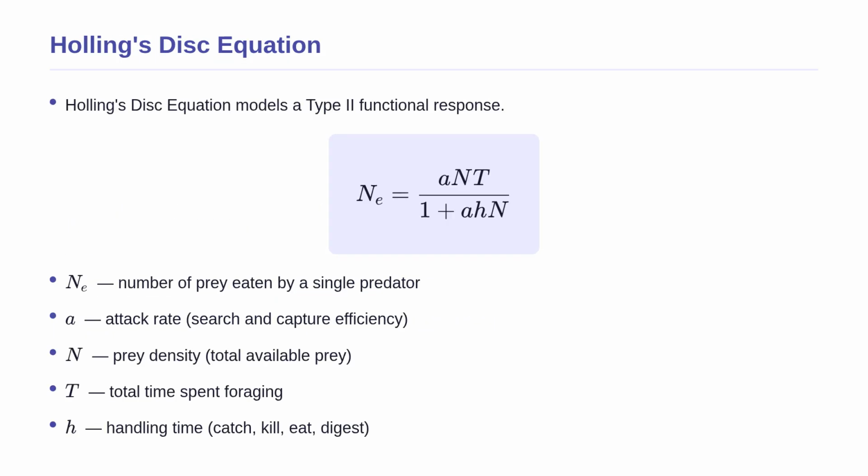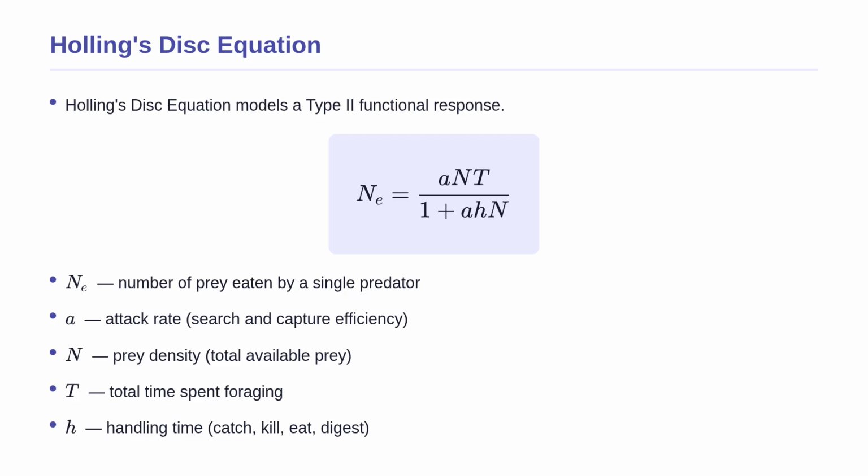To make these concepts useful, we need to translate them into mathematics, which leads us to Holling's disk equation. This formula perfectly describes a type 2 functional response. It accounts for the fact that predators cannot spend all their time searching. They must also spend time handling their food.